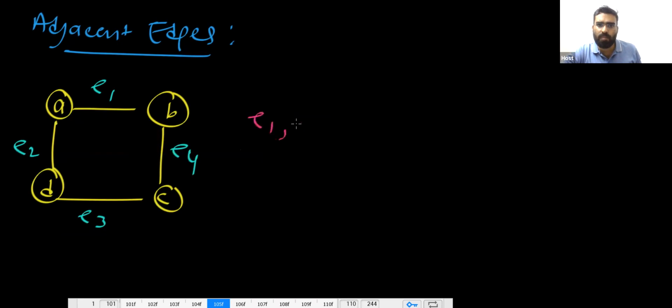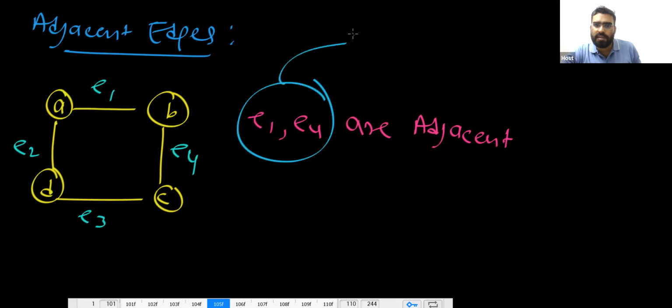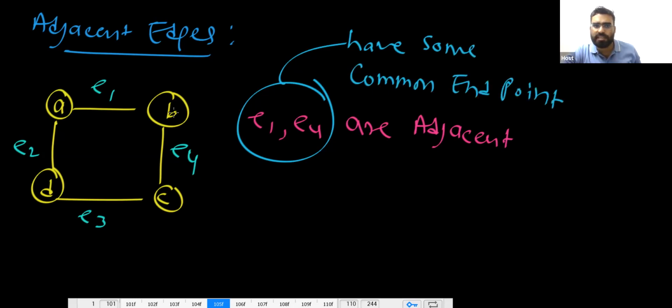Can I say E1, E4 are neighbors? Just think about it. Yes, they are adjacent because they have at least one common endpoint. Because they have some common endpoint, I can say that they are adjacent, they are neighbors. Is this clear?